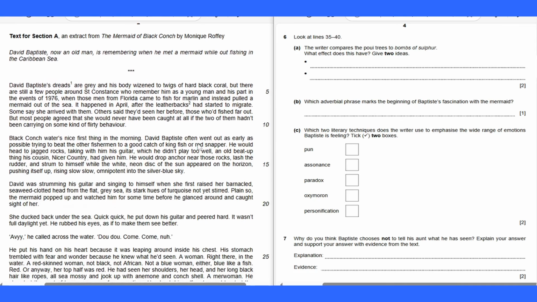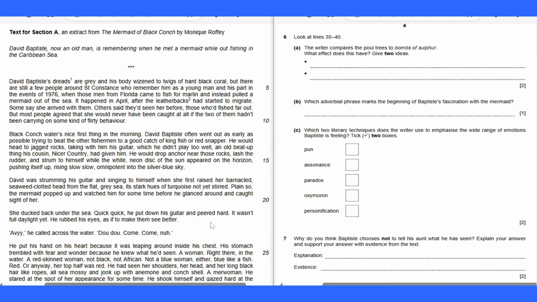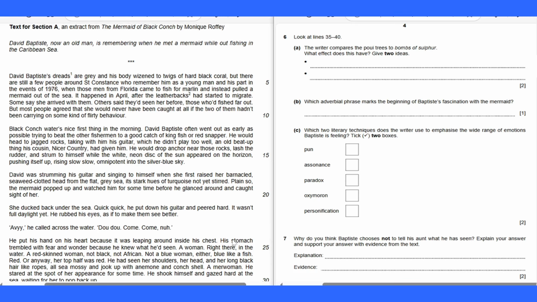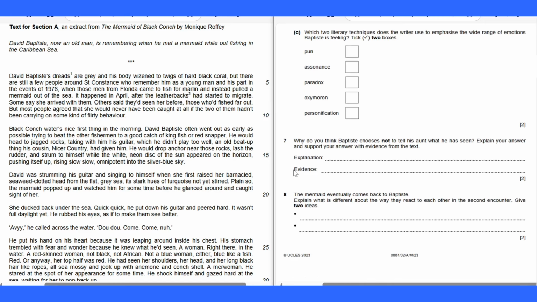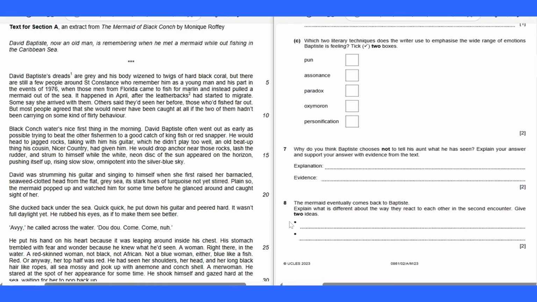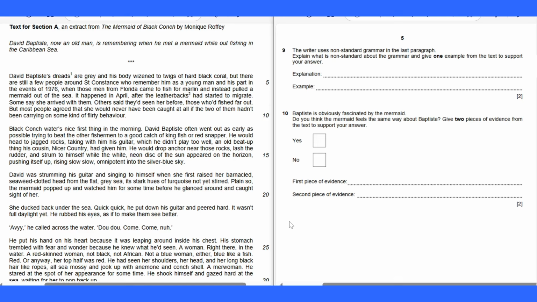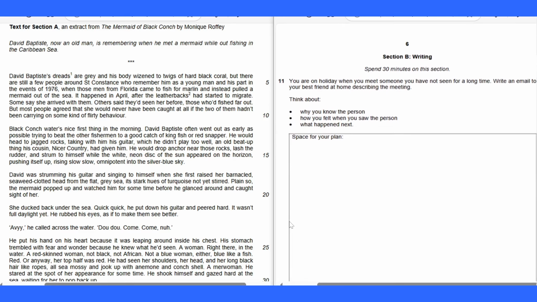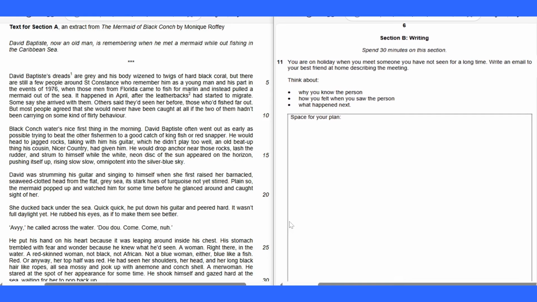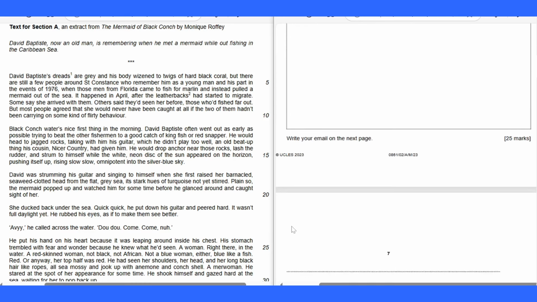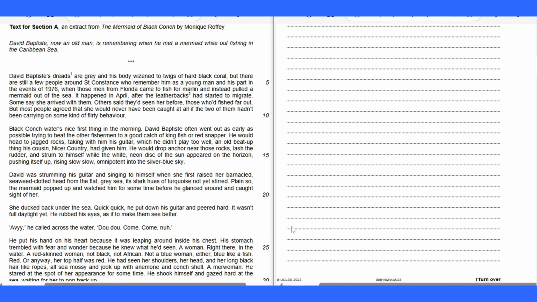This is the insert. This is line 1 till line 29. On our right hand side is 6ABC, and then this is number 7, 8, and this is number 9, 10, guys. And then that's all. 1 to 10 for reading and then section B, writing. This is the instruction for writing. Space for your plan, and as usual 2 full pages for writing your response here.